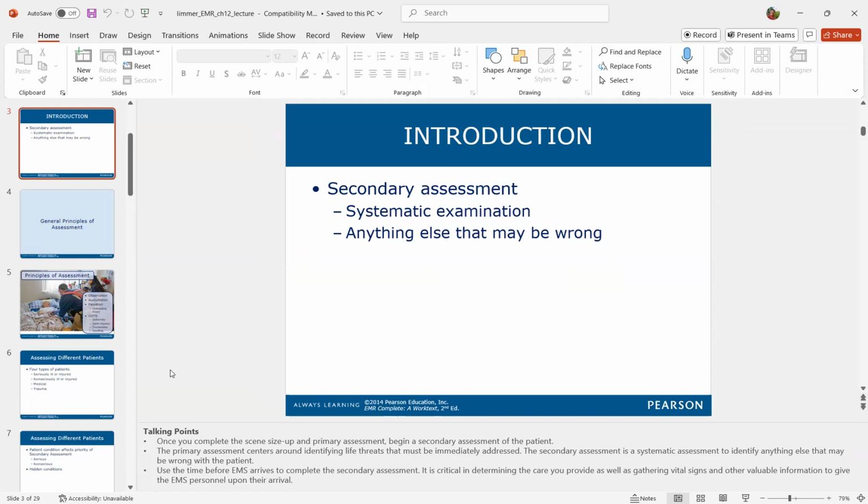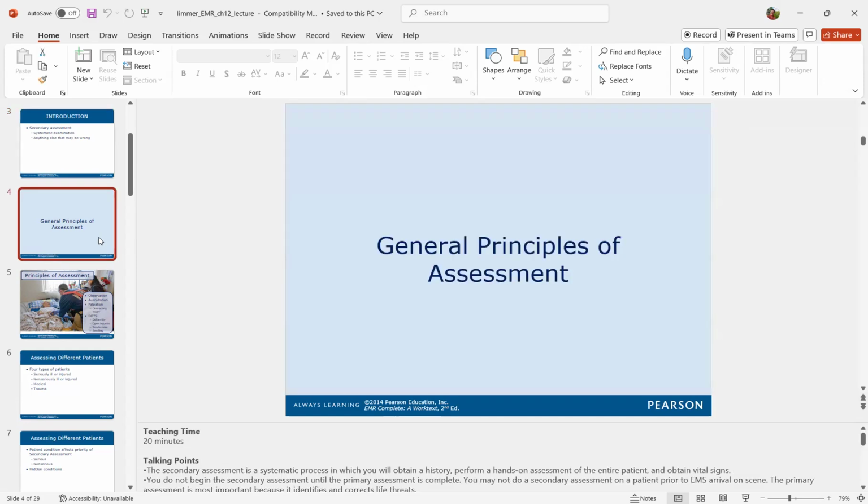The secondary assessment is a systematic assessment to identify anything else that might be wrong with our patients. So we're going to use the time before EMS arrives to complete our secondary assessment, or at least start it and go from there. It's critical in determining the care that we provide, as well as gathering vital signs and other valuable information that we can give to EMS once they arrive on scene as well.